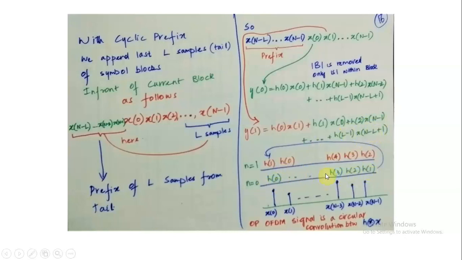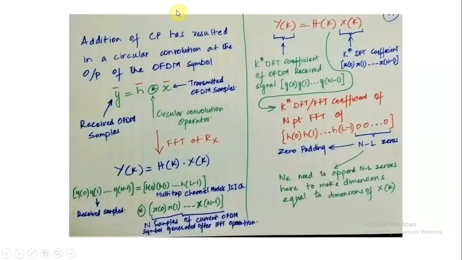For n equal to 0, at time instant 0 we have this, and for time instant 1 we have this. So what we see here is that this h1 goes here, and then if we have n equal to 2, this h2 would go here. So the OFDM signal basically converts it into a convolution between h and x. This is called circular convolution. So addition of the CP has resulted in a circular convolution at the output of the OFDM symbol. So the y vector would be equal to the h vector circularly convolved with the x vector.